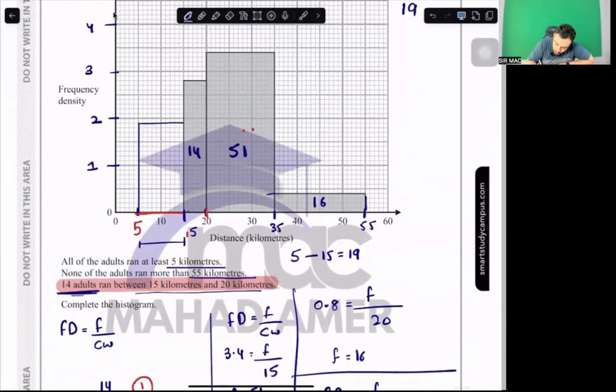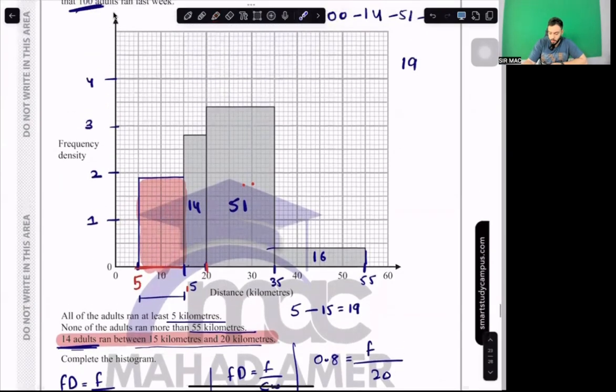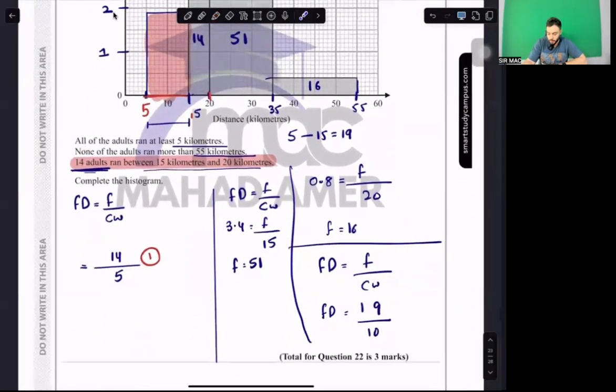This is going to be my value. This is my complete histogram. This is how this question was supposed to be done. A little challenging, but yeah, this is the last question, so they're supposed to be challenging.